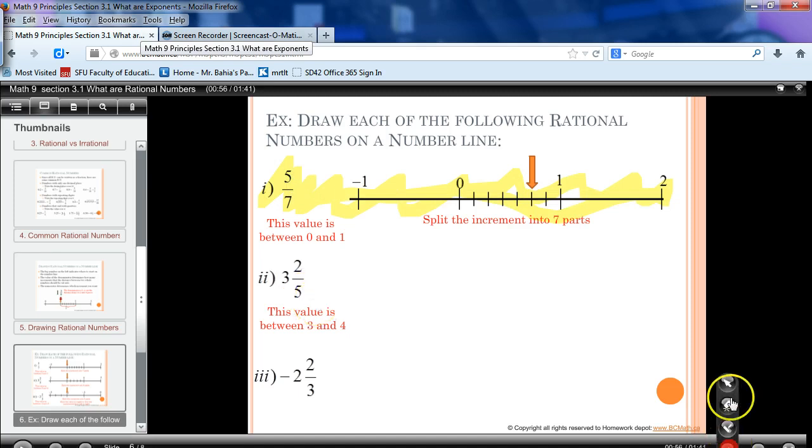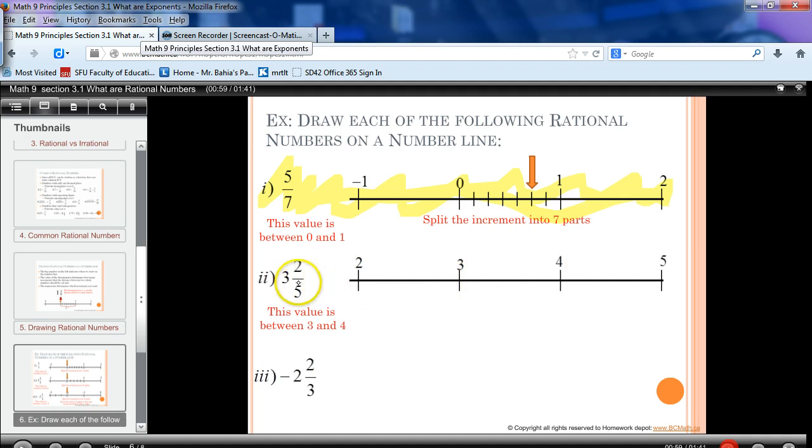3 2/5. How would you show 3 2/5 on a number line? Well, 3 2/5, that's 3 and a little bit, so that's between 3 and 4. Again, no need to go from negative 50 to positive 50, just write down what you need to. So draw a number line that has 3 and 4. They are doing a little bit extra, you don't have to. We will split between 3 and 4 into fifths, the denominator, into 5 pieces.